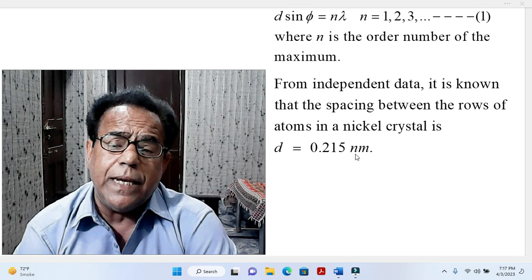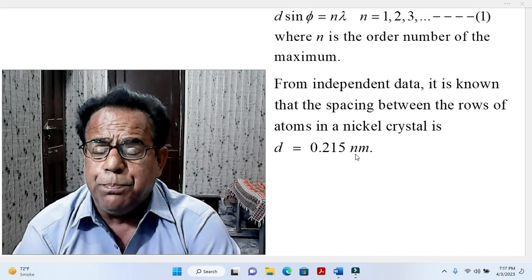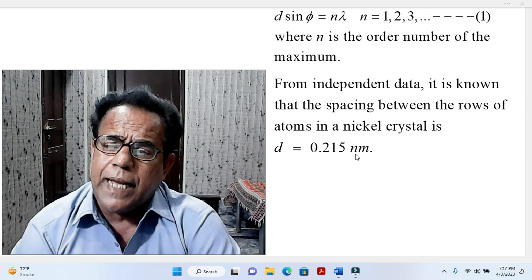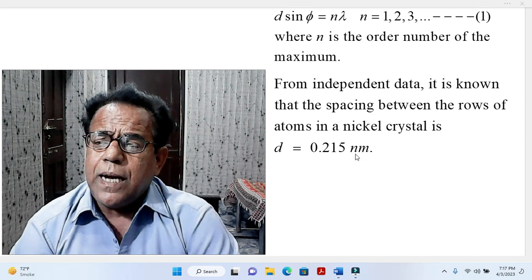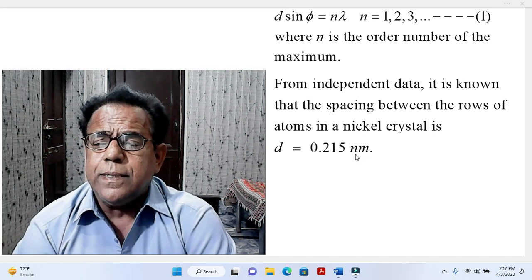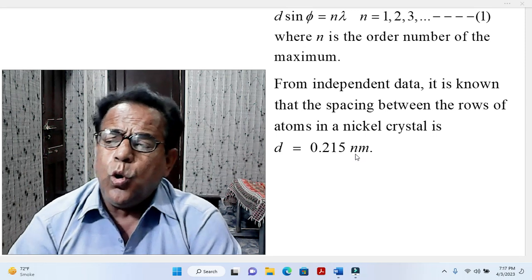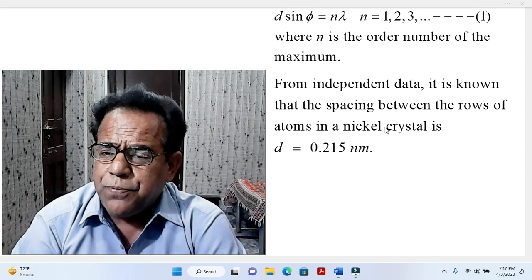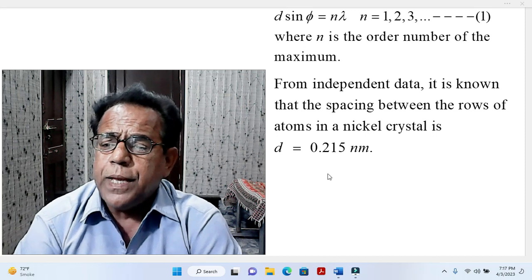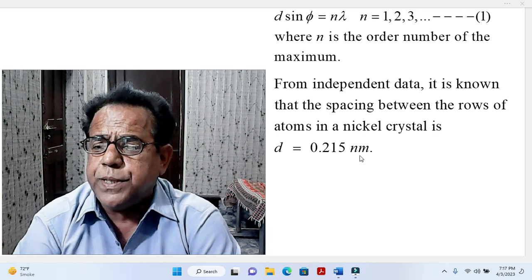What I have said is that certainly some table may exist in some book of physics in which this value for various elements or metals may be given, but till now it is not within my knowledge. So I have taken help from this book, Modern Physics by Kenneth S. Crane, and from this book I have found this value, D equal to 0.215 nanometer.